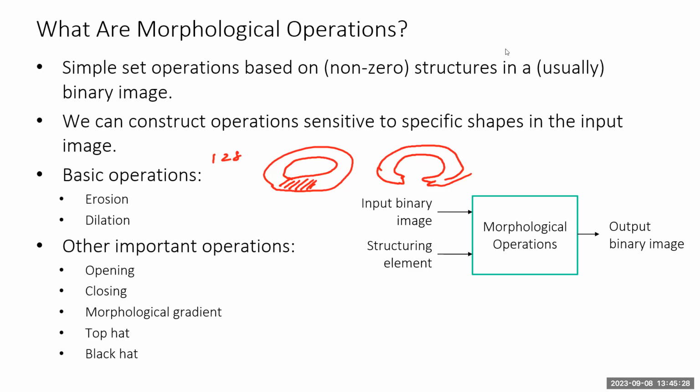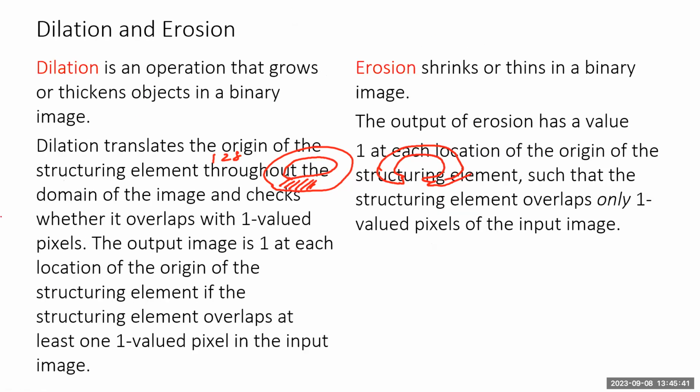Basically, we can say that this is an operation that is very useful after we binarize the image. Binarizing means after we perform a thresholding operation, because after you threshold the image, you get a binary image with ones and zeros.